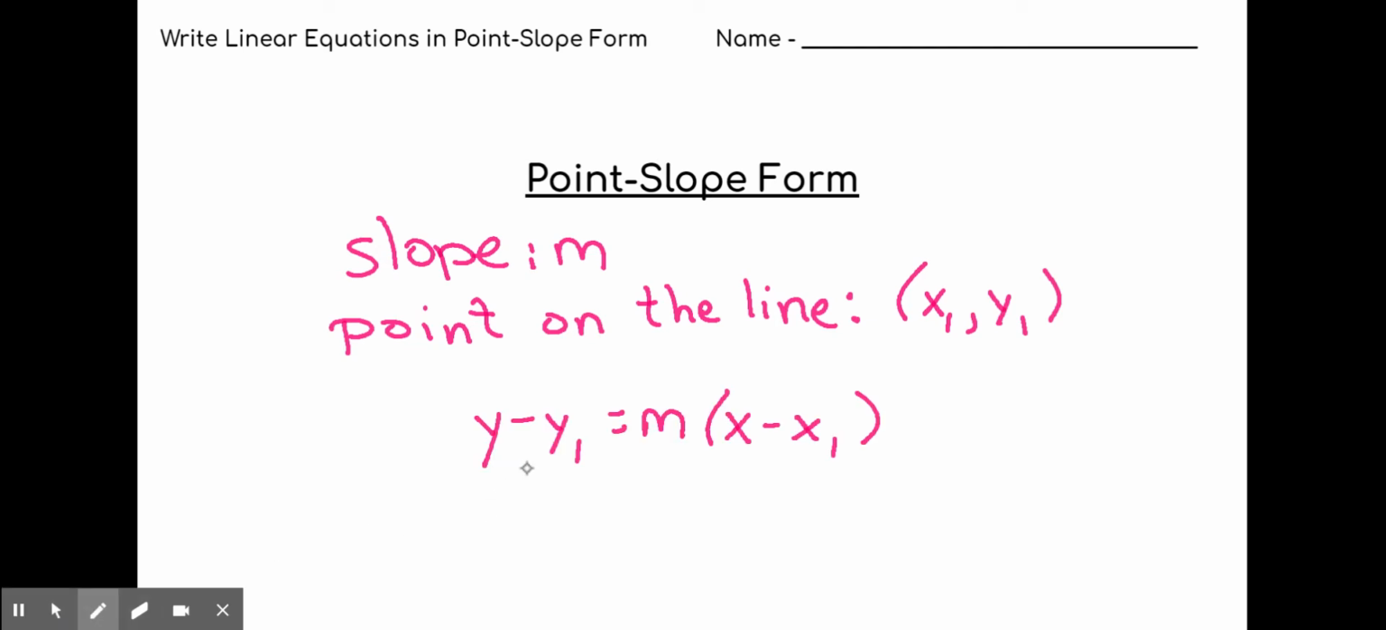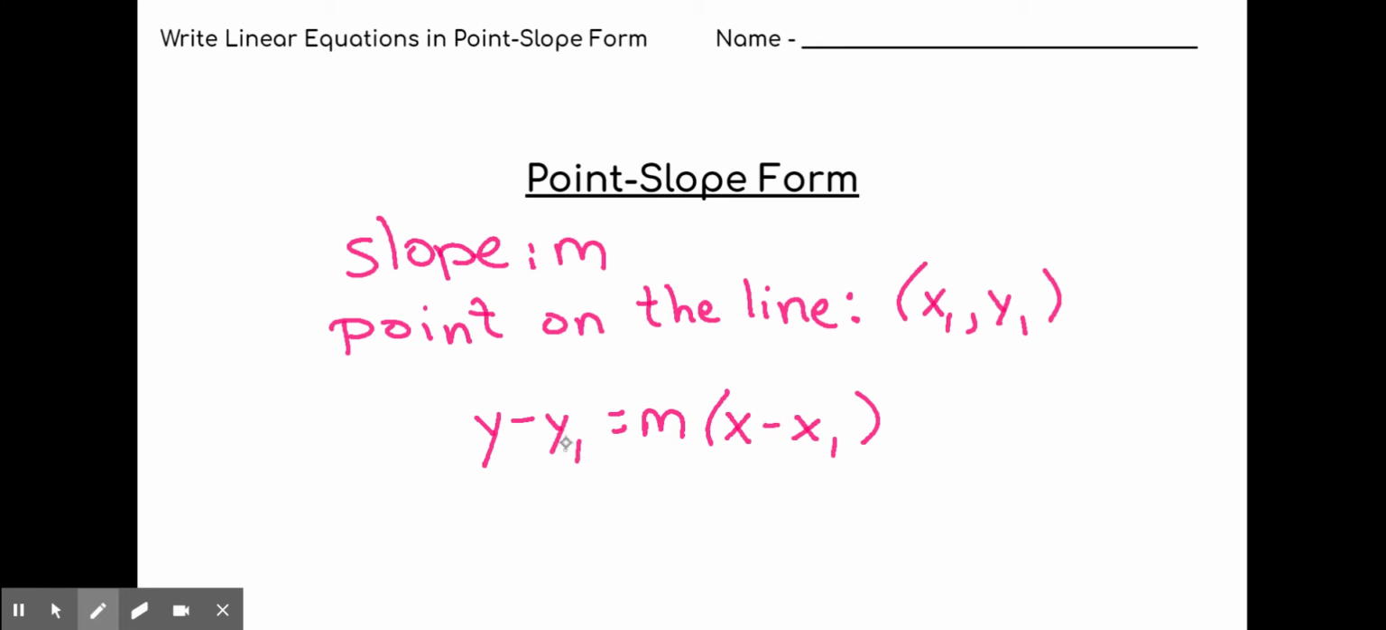So remember, point slope form comes from the slope formula. The slope formula is the change in y over the change in x. So y minus y1 over x minus x1. We just do some algebraic multiplication and we make it look like this. So it's subtraction because it comes from the slope formula. The slope formula has to do with the change in y and the change in x, and that's subtraction.